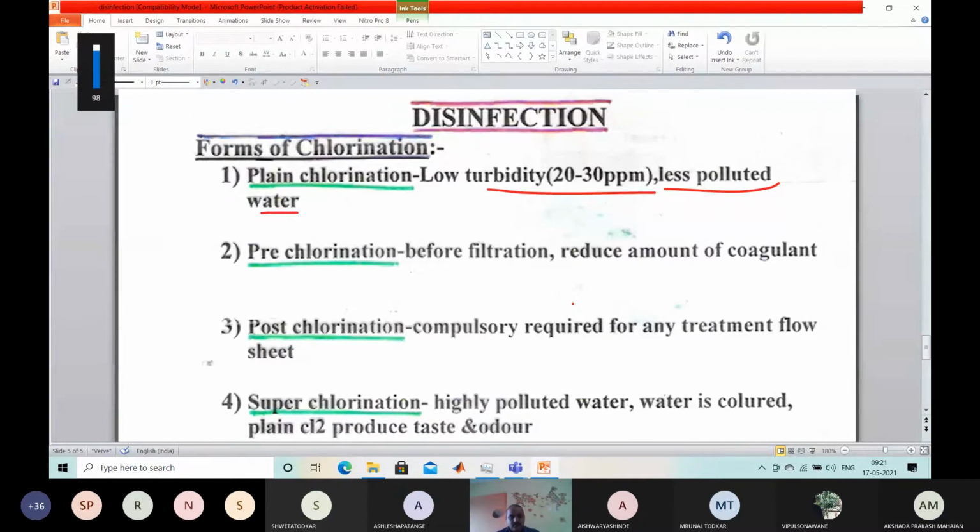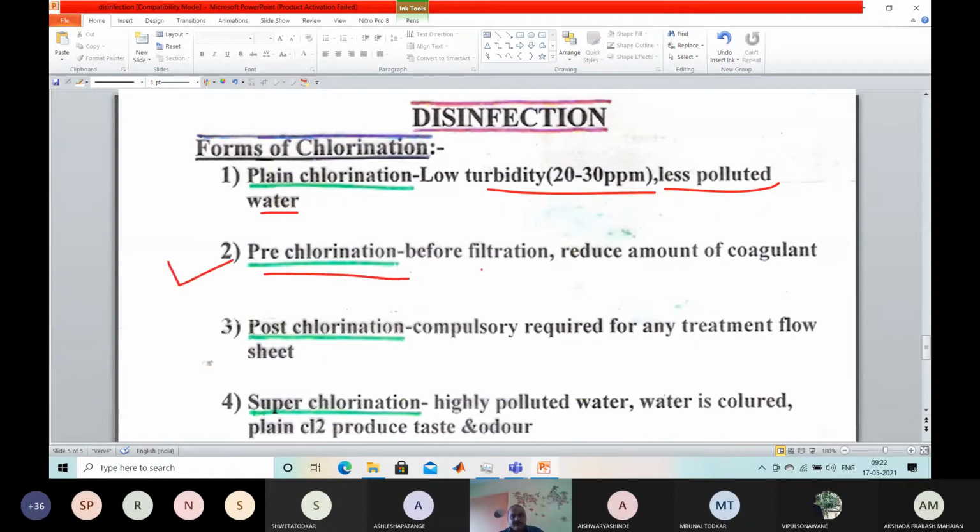Yes, sir. Okay. Now, plain chlorination is where the water has low turbidity. Turbidity is nothing but the presence of suspended particles. If the turbidity is between 20 to 30 ppm, parts per million, that is nothing but a dose of 1 milligram per liter. 1 ppm is equal to 1 milligram per liter. So for less polluted water, we are supposed to apply plain chlorination.